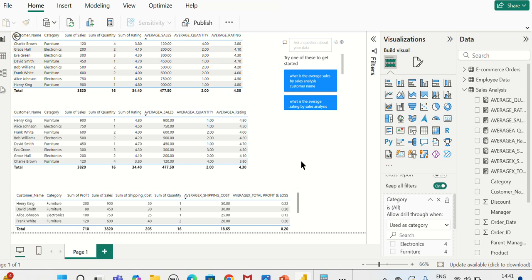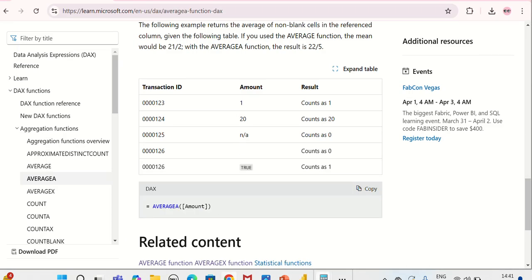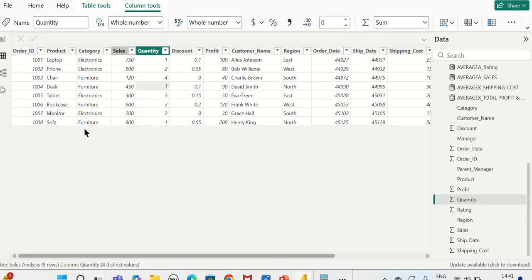But when it comes to AverageX, it's totally different. In Average and AverageA, we used to count on a column basis, and we used to consider zeros and null values. But in AverageX, it's totally different. In AverageX, it is going to calculate on a row to row basis: 750 divided by 100, 500 divided by 80, 120 divided by 40, 450 divided by 90, 300 divided by 50. This is how it's going to give us the result on a row to row basis.